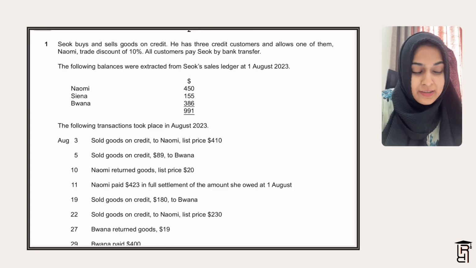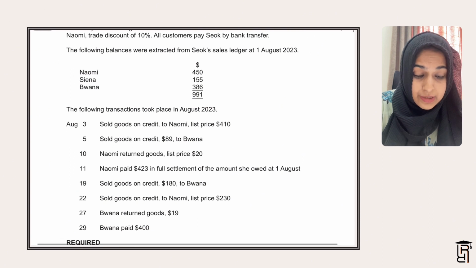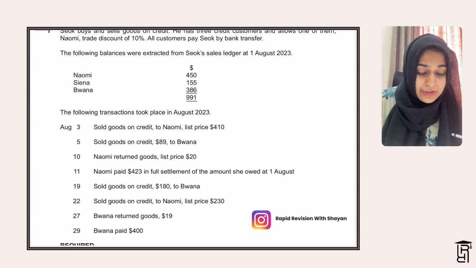Hello everyone. Today the paper that I'm solving is October-November 2023, paper 2 variant 2. Here the first question is based on the sales journal, sales returns journal, sales ledger control account, and also the account of trade receivables. We'll just read the question here.